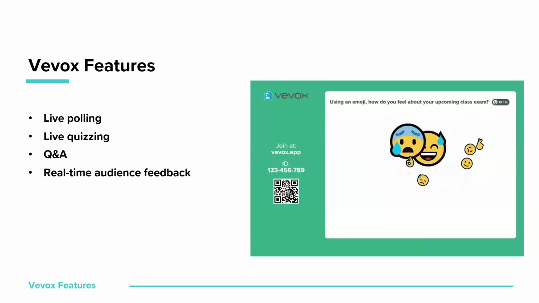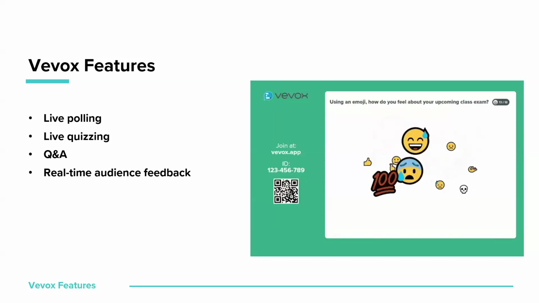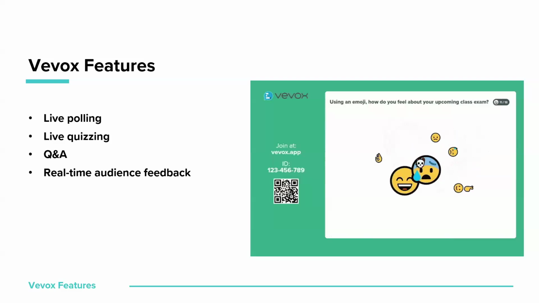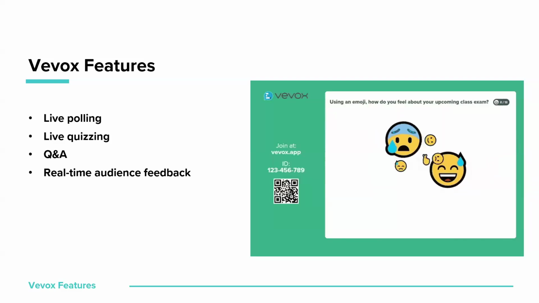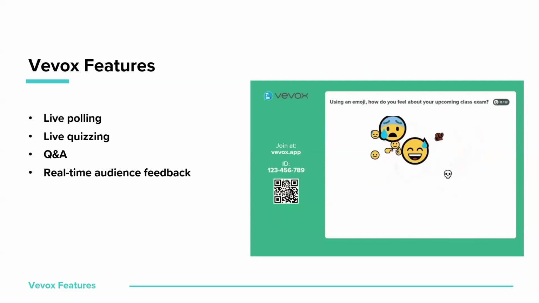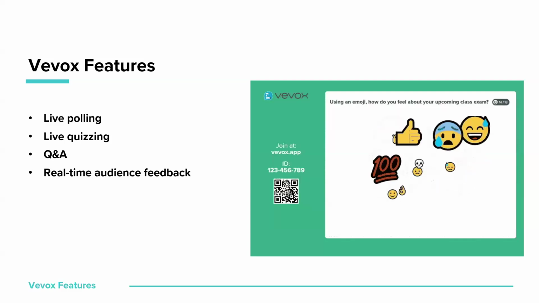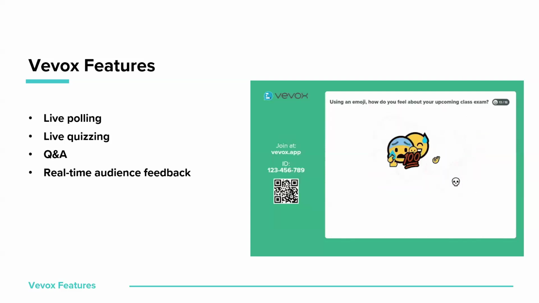Real-time audience feedback is a big feature of Vevox. You can see here in this GIF, they've asked, using an emoji, how do you feel about your upcoming class exam? As people answer that, the word cloud updates. It's updating in real time, and it changes and changes as the answers come in.